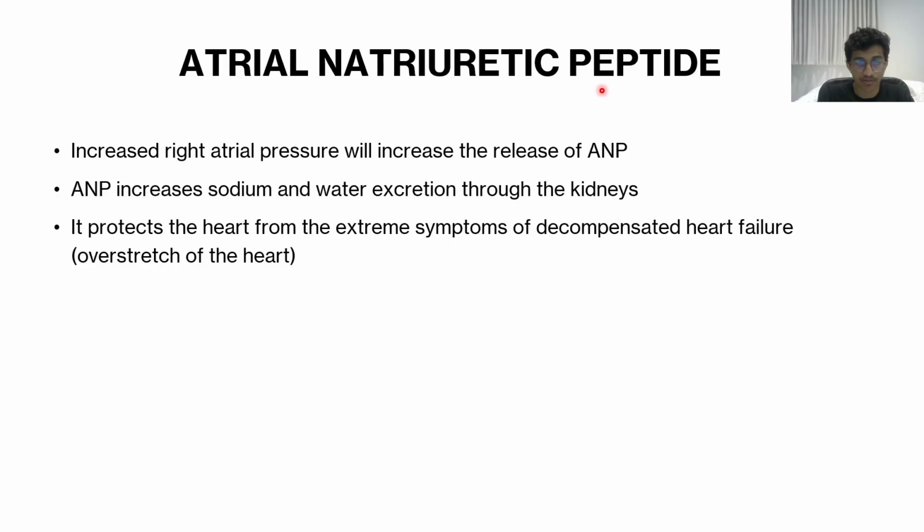Now, atrial natriuretic peptide is produced when there's increased right atrial pressure. This compound, ANP, will increase sodium and water excretion through the kidneys. Why does it do that? It protects the heart from overstretching. If you increase the venous return, this will cause the heart to overstretch, and you won't have optimal cardiac pumping. This is one of the extreme symptoms of decompensated heart failure, and ANP prevents this symptom.